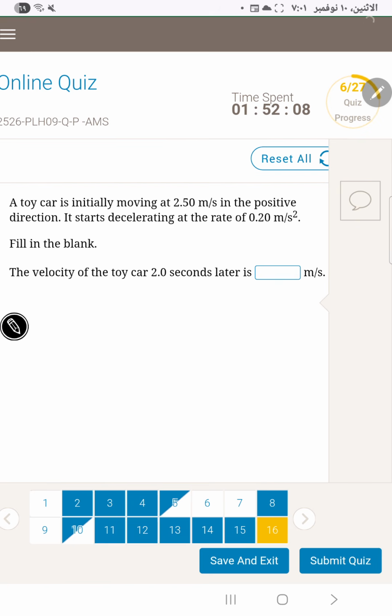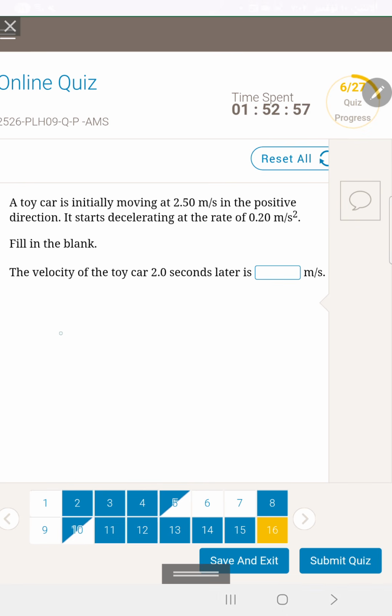Question number 16. A toy car initially moving at 2.50 meters per second in the positive direction starts decelerating at rate 0.20 meters per second squared. The average velocity of the toy car 2 seconds later is what?